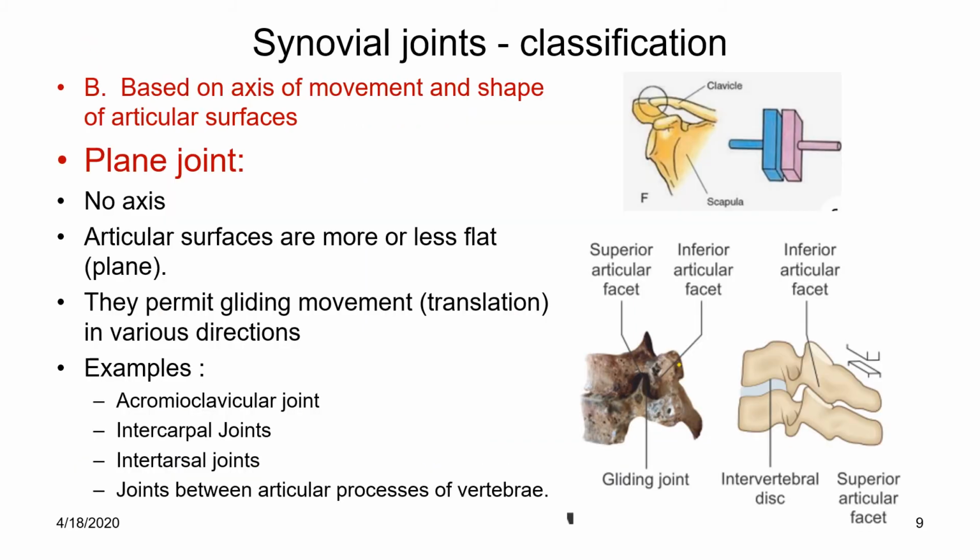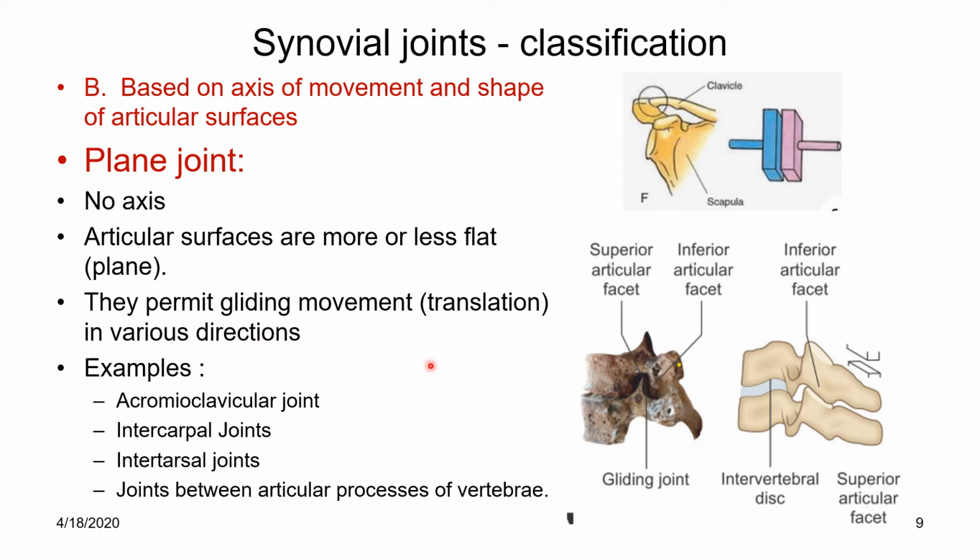Now we will proceed with the classification of synovial joints based on axis of movement and shape of articulating surfaces. The first one is the plane joint. In the case of plane joint, there is no axis. Articulating surfaces are more or less plane or flat. They permit only gliding movement or translational movements in various directions.